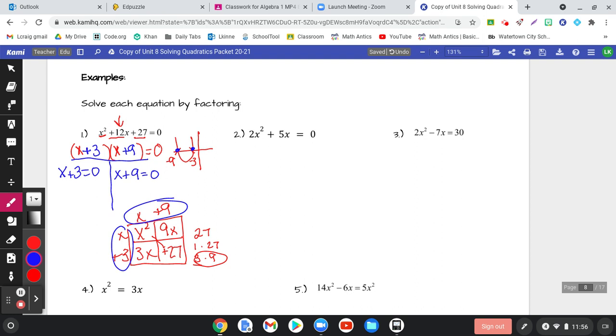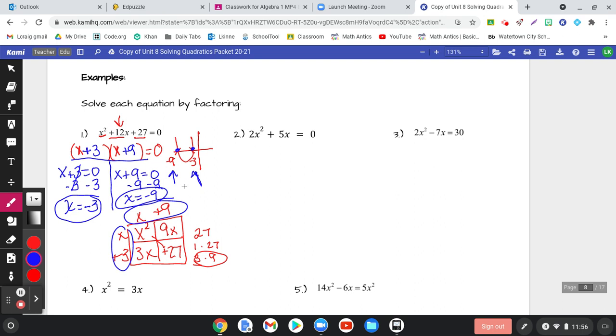So to get x by itself here, we would subtract both sides by -3, or subtract 3 from both sides, and we get x equals -3 is one of our zeros, which we already saw. And the other 0, we'd have to subtract 9, x equals -9, which we saw as well.